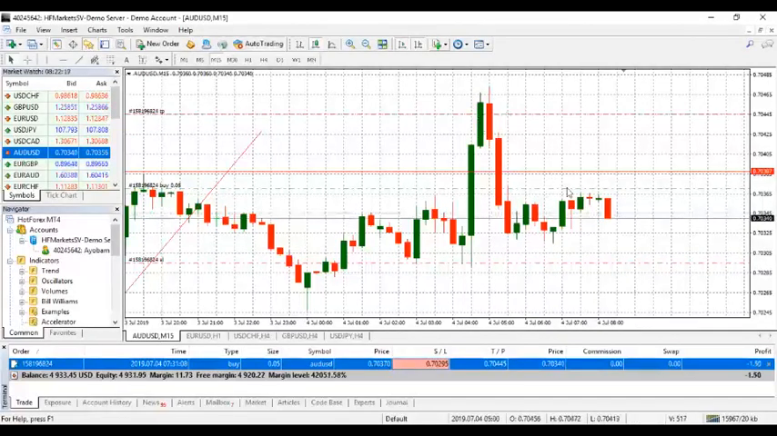Sell stop applies the same. So you are saying that I am here, I have sold the market at this point, beautiful. I'm not sure that this market will still sell very well. So I say, when price gets to this point, please pick me up and keep selling further down.